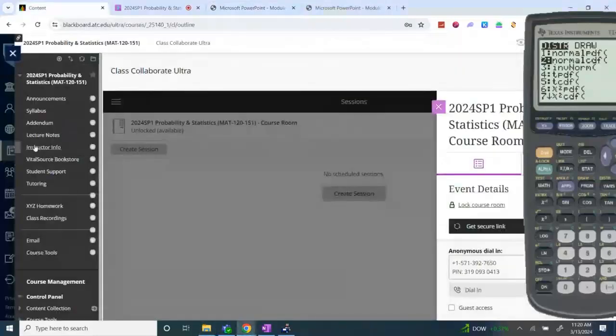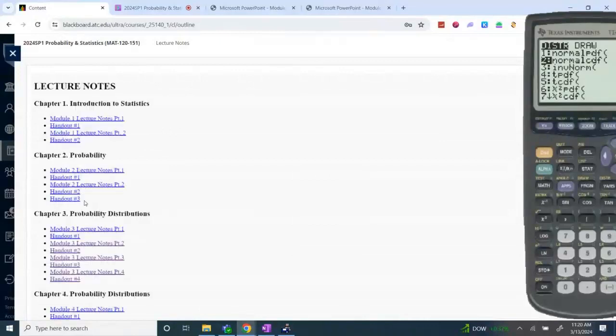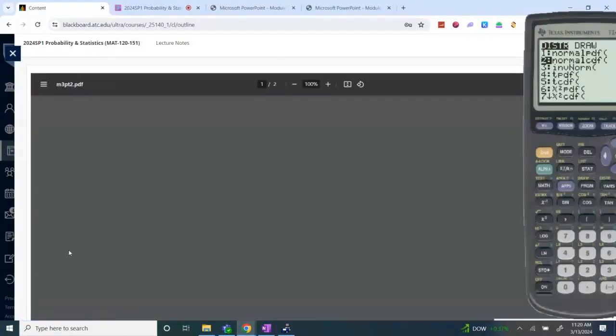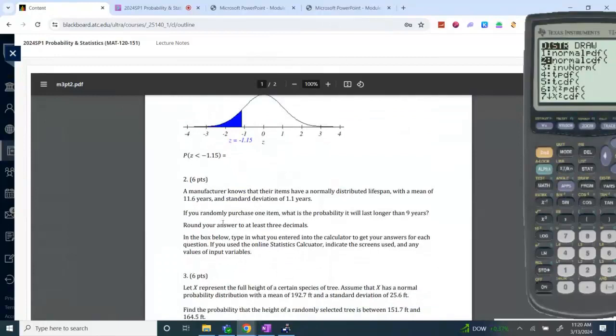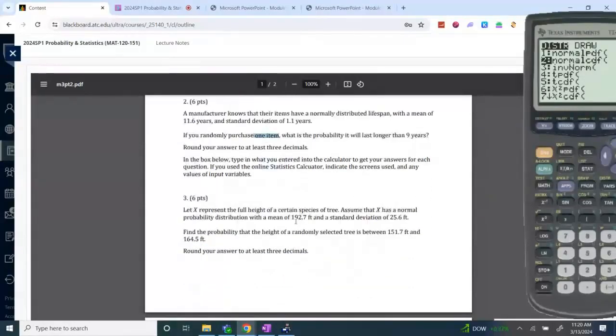If I go back to the handouts, and go back to the last lesson, Module 3, Part 2, you'll notice in these problems, when you're asked for probability, it says if you randomly purchase one item. So in this particular problem, this is a singular sample. If we take a look at the next problem, it says find the probability that the height of a randomly selected tree. So these are single samples which use a sample distribution.